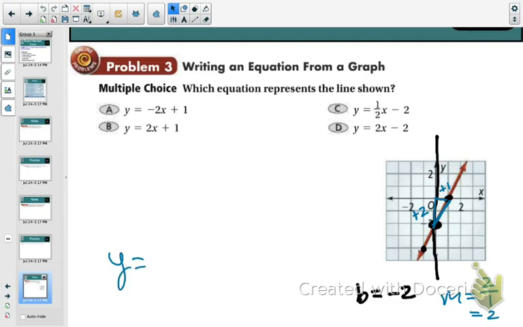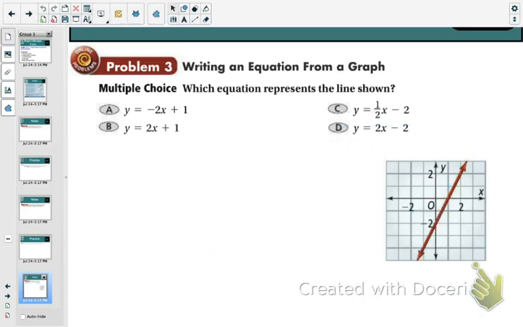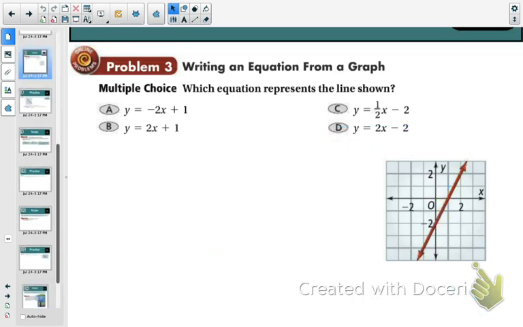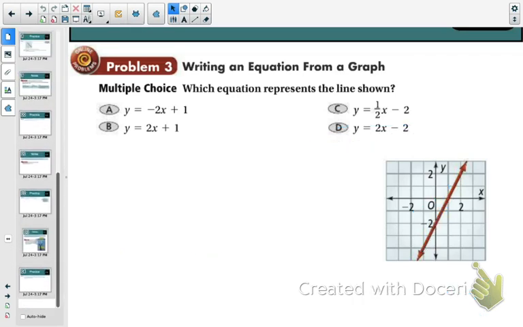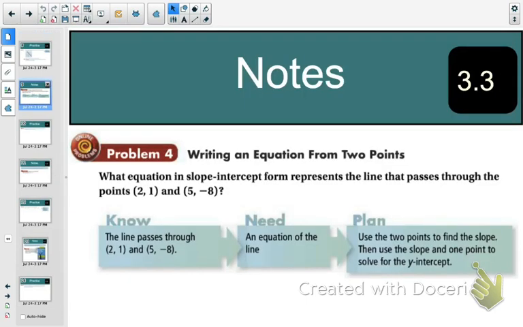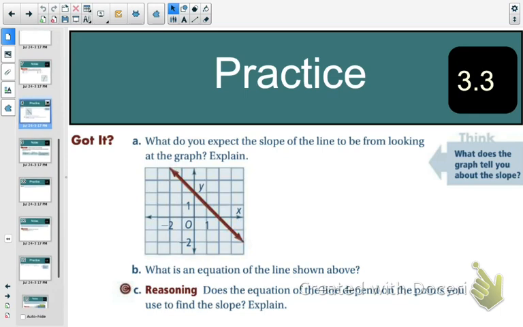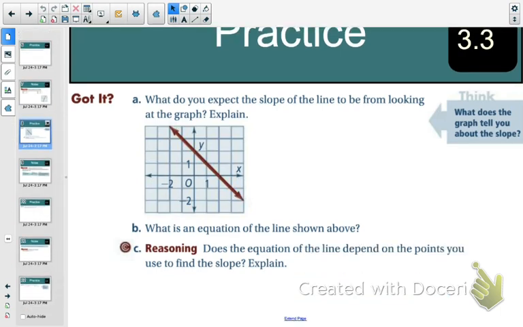So our equation should be y equals m, which is 2, x plus b, which is minus 2. So 2x minus 2, which would be this one right there. Hooray. Okay, we have a lot more to do here. Okay, wait, I skipped one. Sorry. Okay, go ahead and try this one, and then I will do it as well.